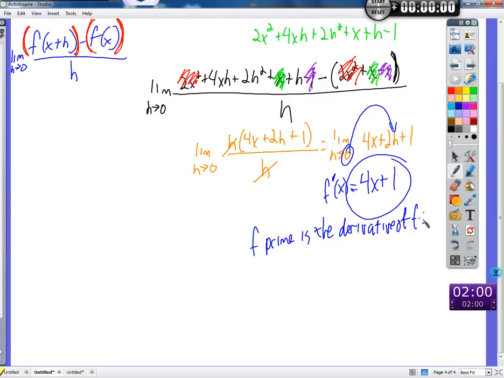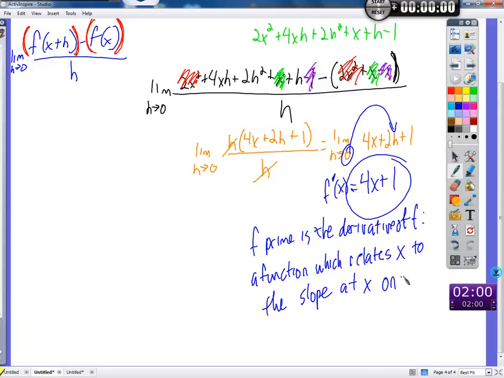So the derivative of f is the number that represents the slope. It's the relationship between the x and the slope. It's a function of x turning x, through a very, very simple process, into the slope at x on the original graph. So it's a function which relates x to the slope at x on f of x. The original function has a slope at a particular x value, and this formula will give us that slope for any x value, which is amazing.